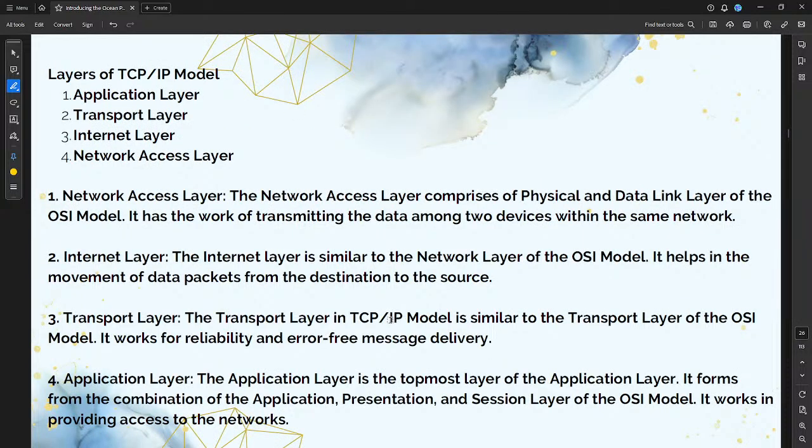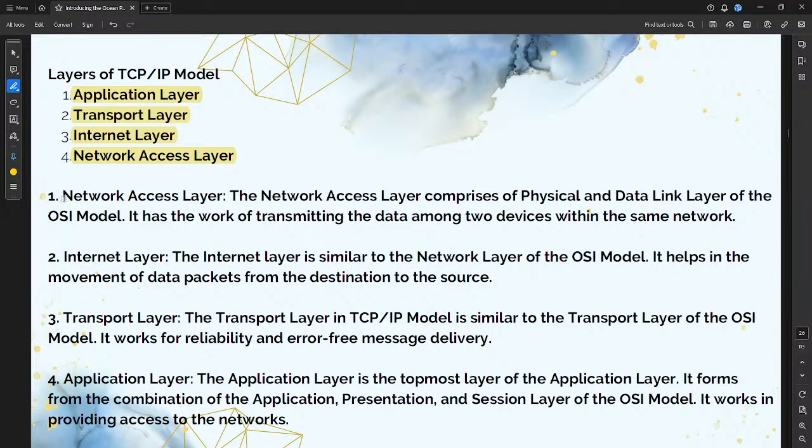So now, what are the layers of the TCP/IP model? We have the application layer, the transport layer, and the network access layer, as opposed to the OSI model, where we have about 7 layers from the physical up to the application layer.